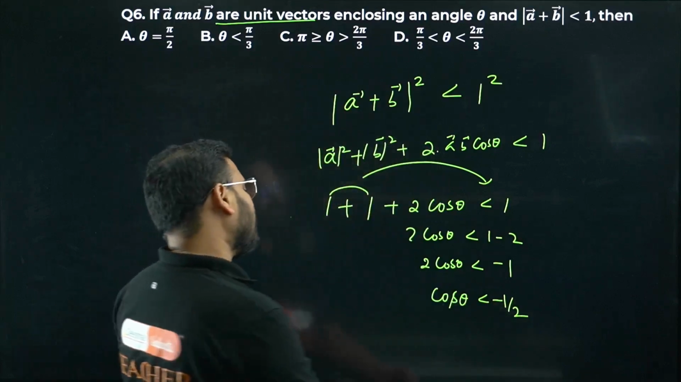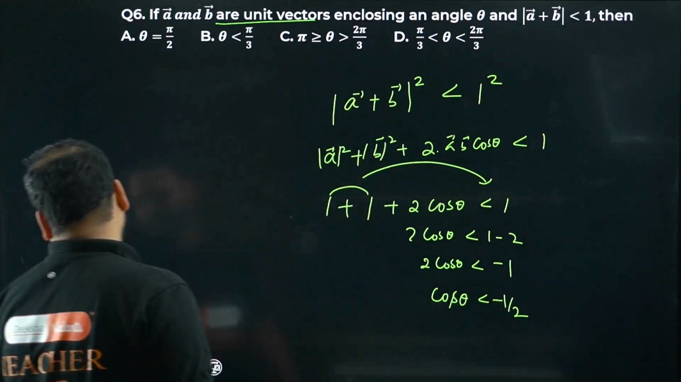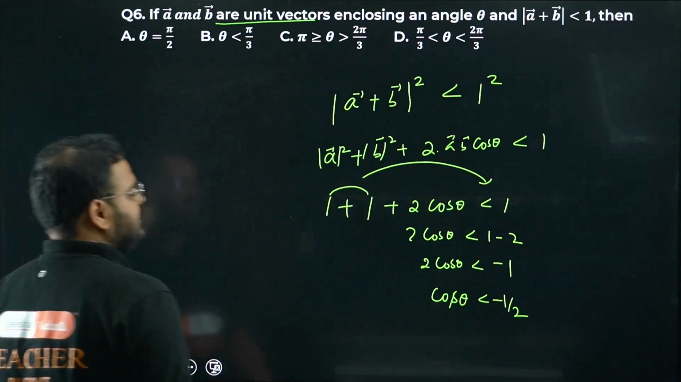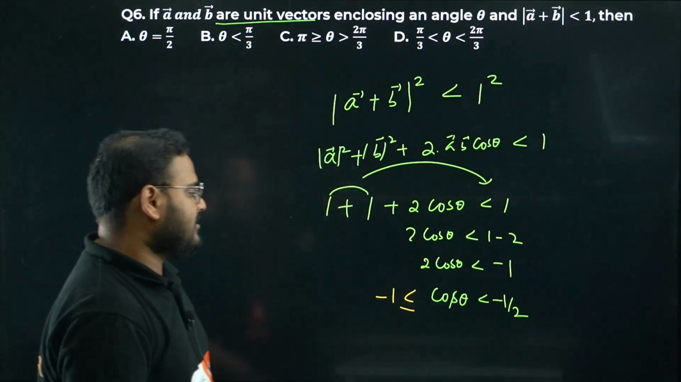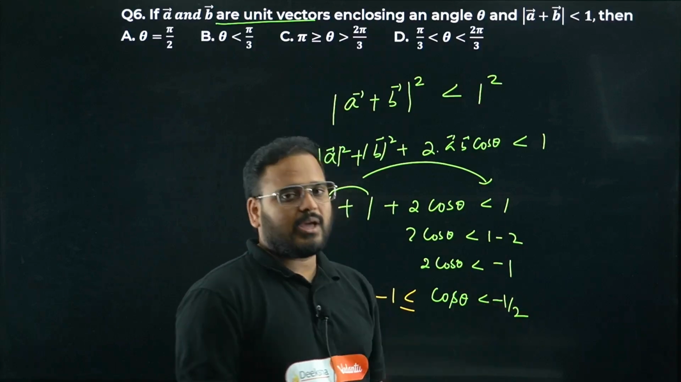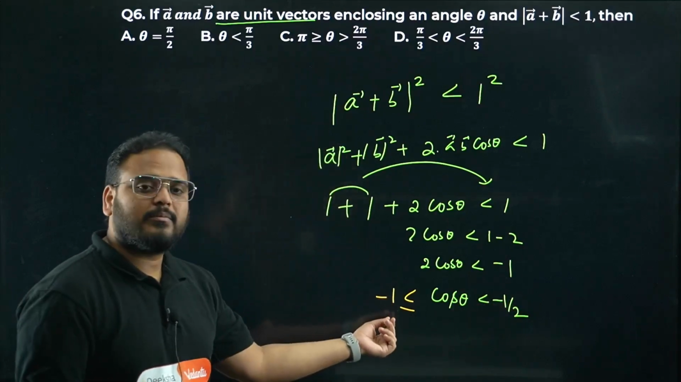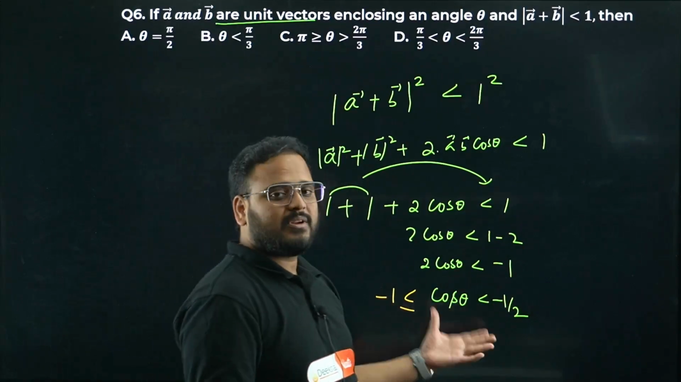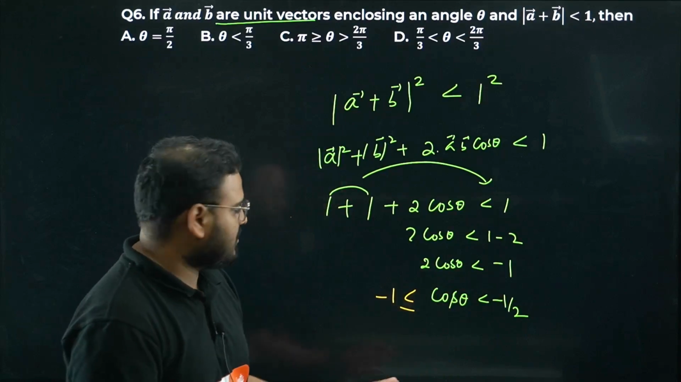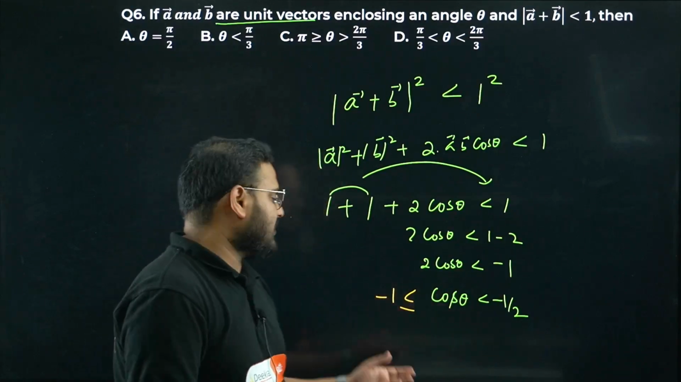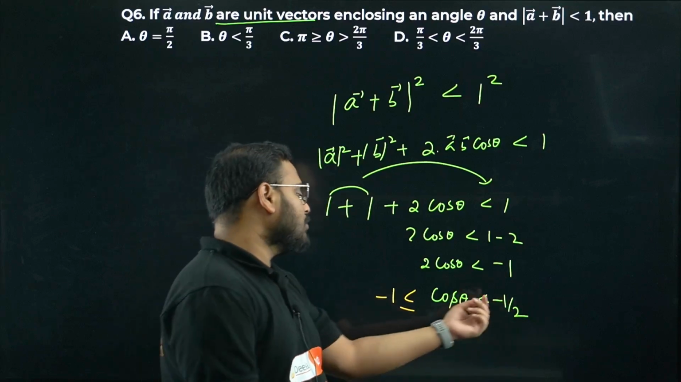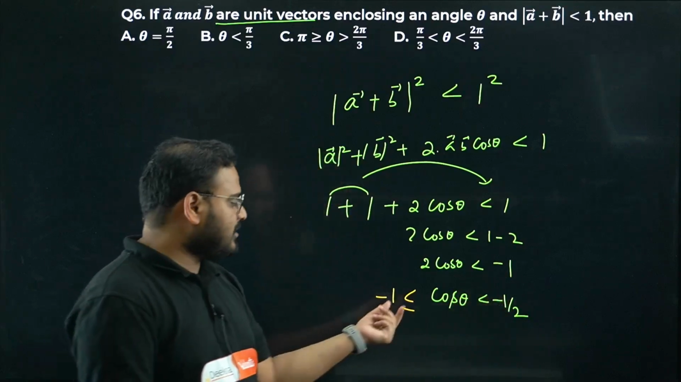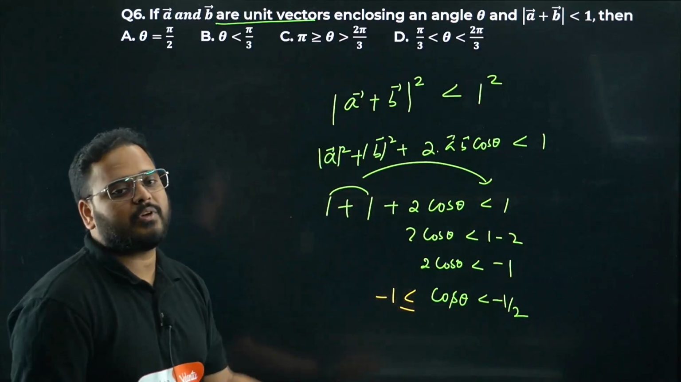But remember the range of cos theta: it has to be from minus 1 to 1. In this case we are saying less than minus 1 by 2, but it has to be greater than minus 1. That's a property we know. It has to go from this boundary to 1, but here we don't have 1, so it is up to minus 1 by 2. The lowest value of cos theta is minus 1, that's why I've written minus 1 here.